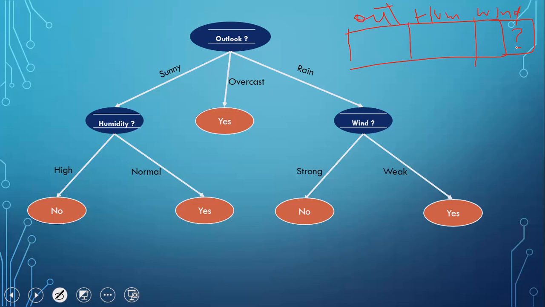First, the question that will be asked is about the outlook. So what is the outlook? For example, say the value of the outlook is sunny here. So we are now at this decision node, and at this decision node we will ask about the humidity. What's the humidity? Let's say it's normal. When it's normal, we are at this leaf node. That means we have reached the decision. So what's the decision actually? The decision is yes, so it will be yes. That means go and play. So that's it. This is actually how we consider the decision tree and how we use it for classification purposes. I hope you understood it well.